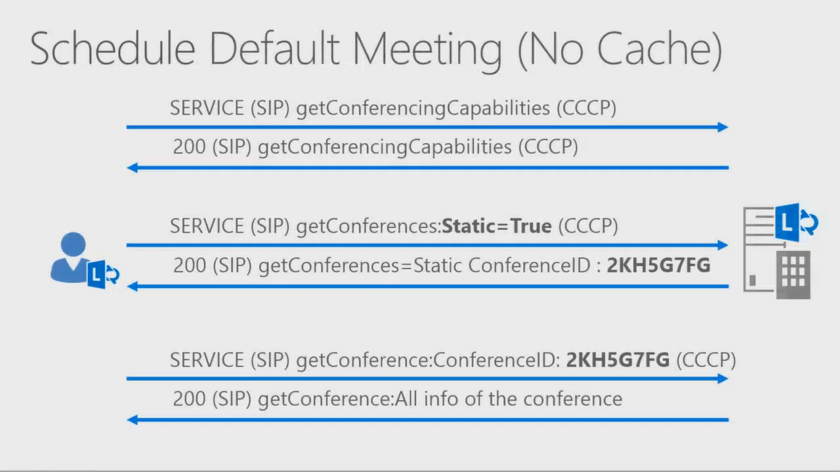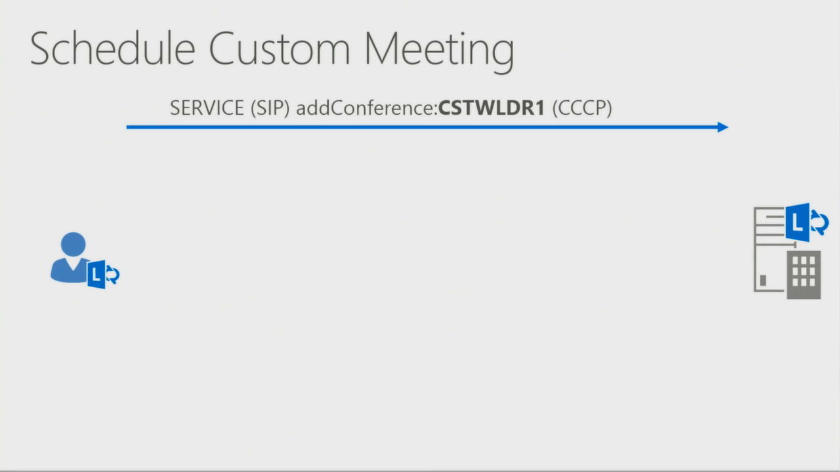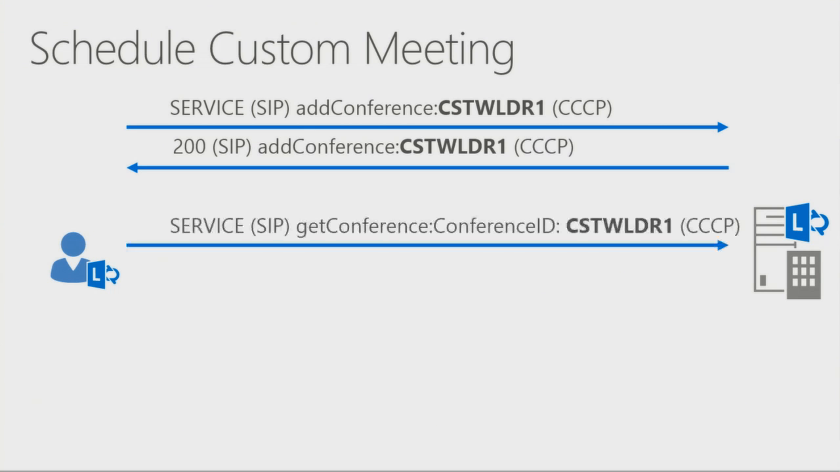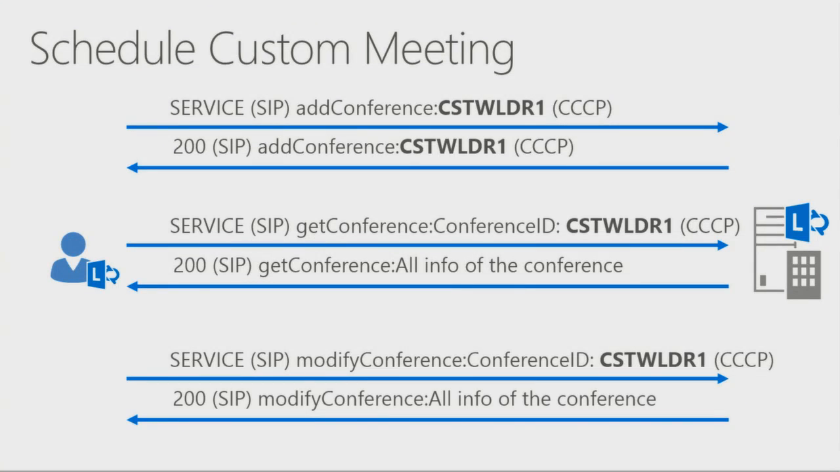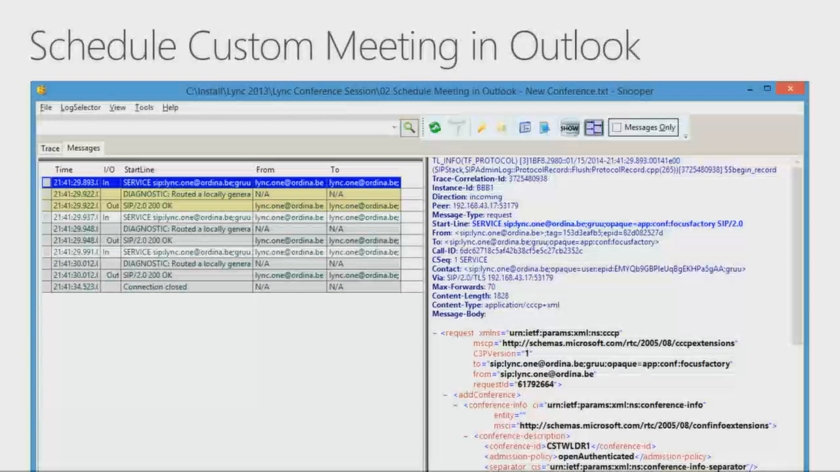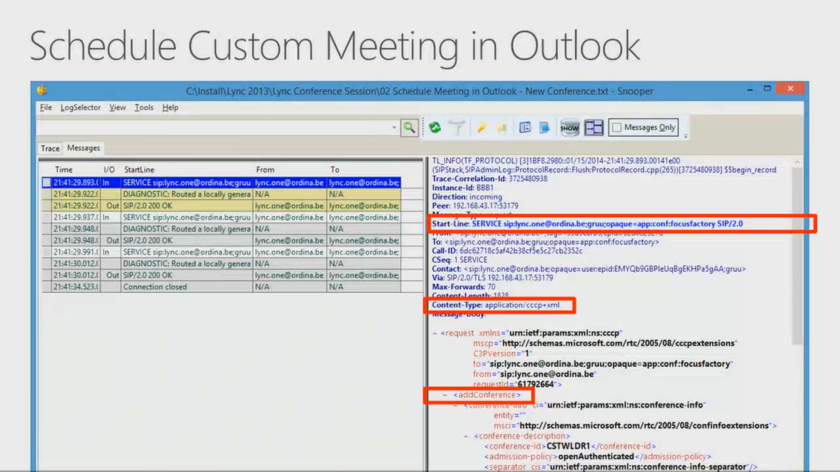But we have some snooper logs to show you. And this is when we schedule a custom meeting. So you see that it's a bit different here. And you actually see that if you just slide through both slides back and forward, it's going to be more clear to see what the differences are. But we add a conference and then send a C3P message to get the conference ID. Do we want to show this in the demo? So this is basically the service request, and we see the add conference C3P message over there.